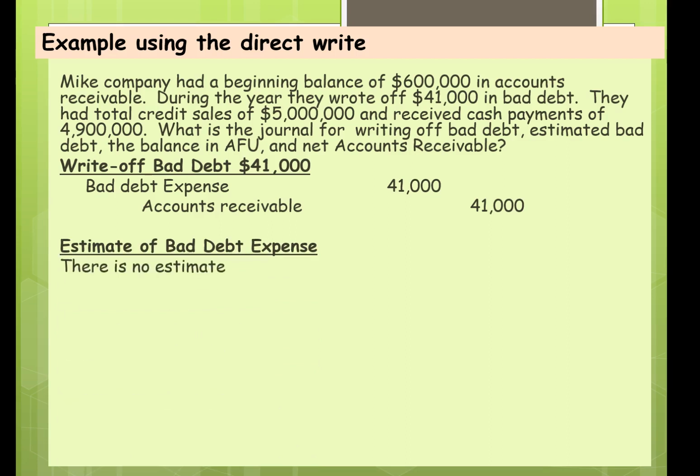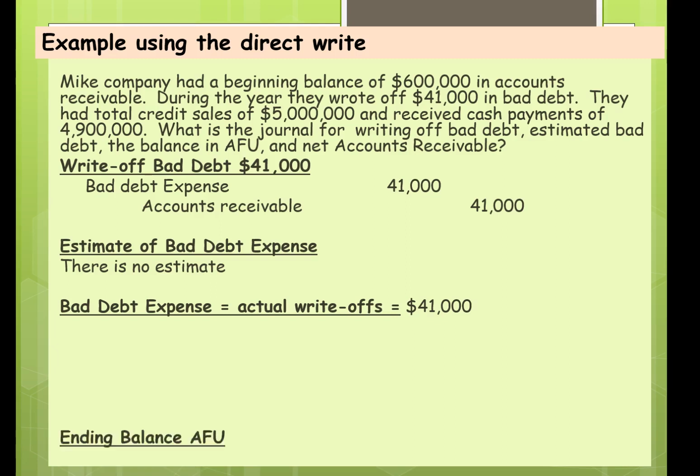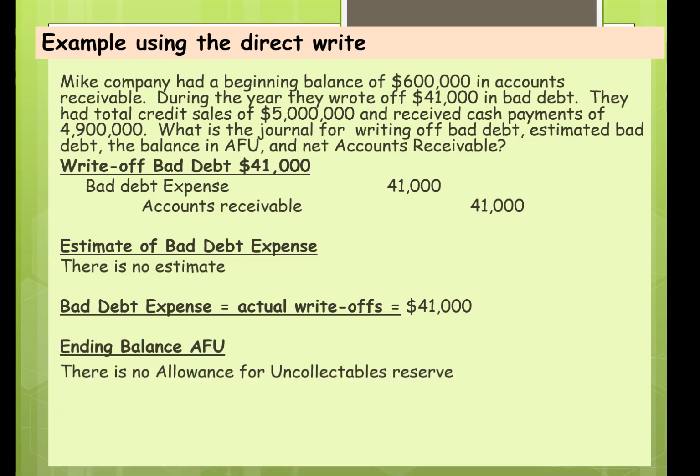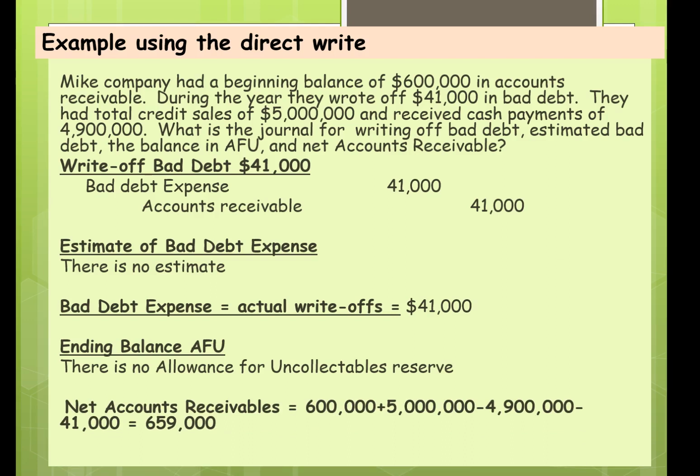Estimate of bad debt, there is none, because you're writing off what you actually receive. Again, this is the method you must use for tax purposes. Bad debt expense equals actual write-offs. Ending balance in allowance for doubtful accounts, there is no allowance for uncollectible reserve when you're using the direct write-off method. Net accounts receivable would be your beginning balance plus your sales minus your payments minus your write-offs, which gives you $659,000. Now let's look at percentage of sales.